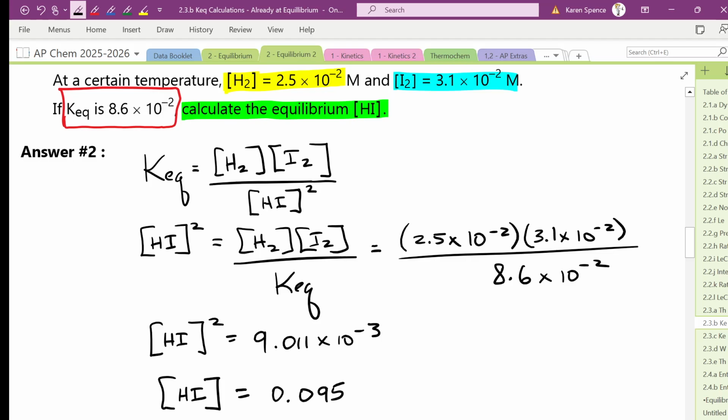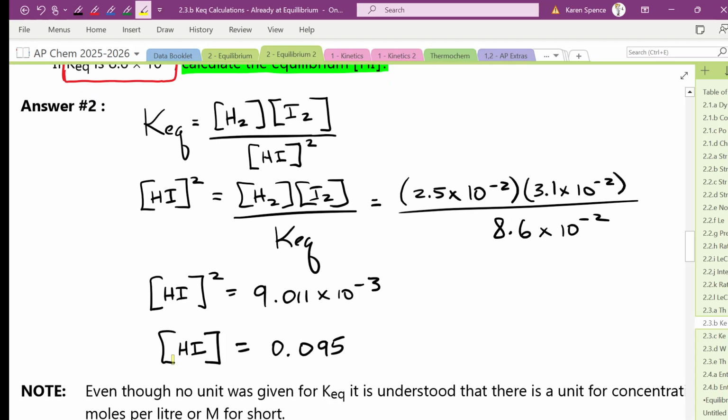And as Victoria was just saying, we get to the end and we're like, oh, look, this is a concentration. So that means we do actually need a unit. And you can just chuck it in at the end, molar.